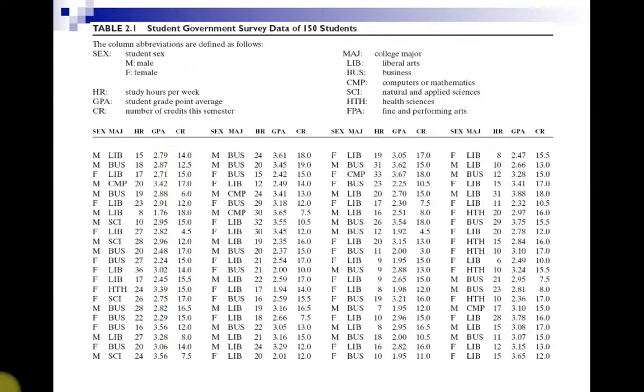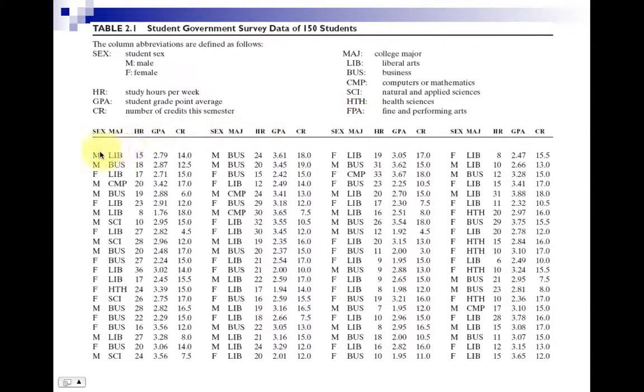Here's an example of raw data. Raw data in this case represents student information. This table is right from your textbook, it's Table 2.1 in the text. The keys here are sex for the student sex, male or female, HR for study hours per week, GPA, the grade point average, CR, the number of credits, and MAJ for major, and that could be categorized in LIB, BUS, CMP, SCI, HTH, or FPA.